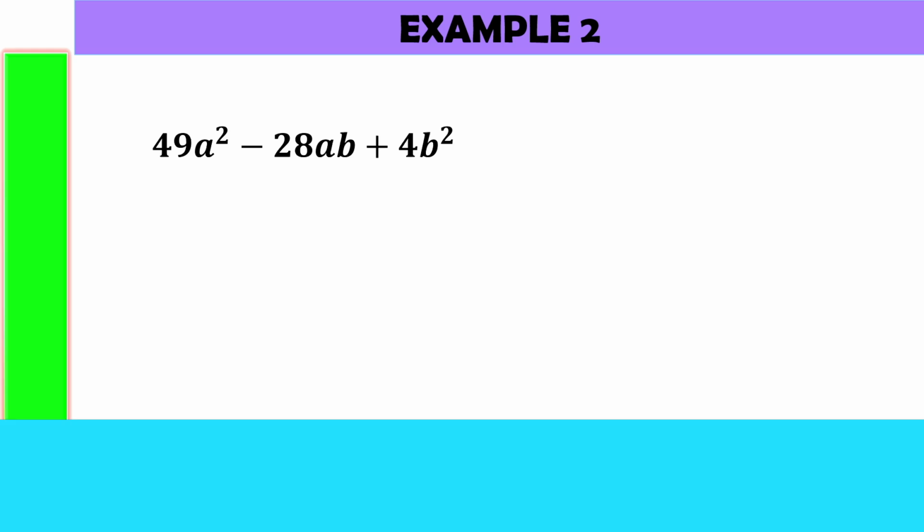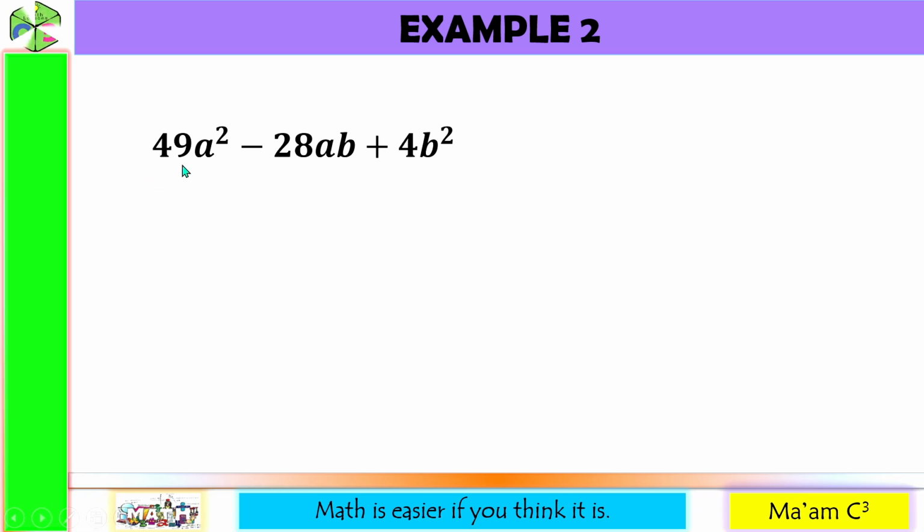Let's have another example. 49a squared minus 28ab plus 4b squared. Let us get the square root of the first term. The square root of 49 is 7. The square root of a squared is a, so we have 7a.